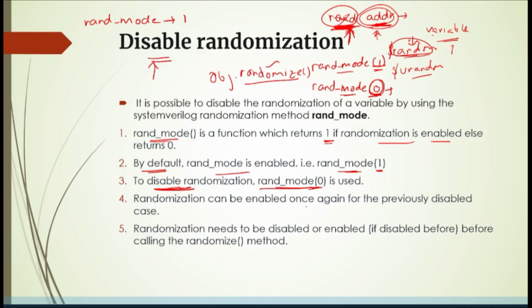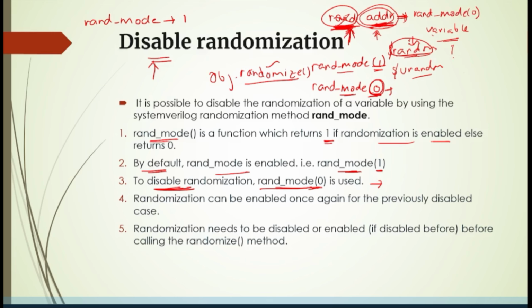Again, when you want to enable this, for example, you are taking some classes or some modules, and at that particular class or module you want to make this address a de-randomized value. That means you don't want to produce any randomized values for this address. Then at that point of time you will disable this randomization by using rand_mode 0. And again at some point of time you want to have random values for this particular address.